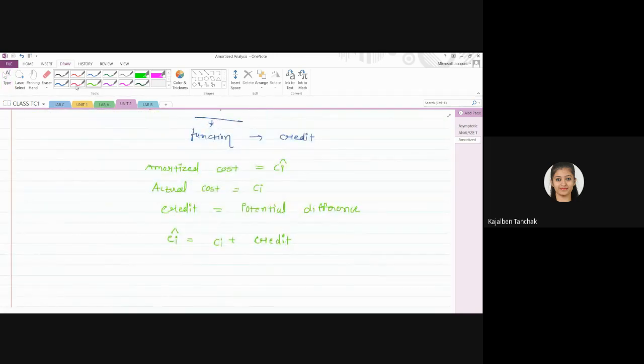Now how do we define this credit? This credit is nothing but the potential function. To denote the potential function we use phi(D_i) minus phi(D_{i-1}). So credit is the potential difference, right? What is phi(D_i)? This is the potential function after performing the i-th operation.